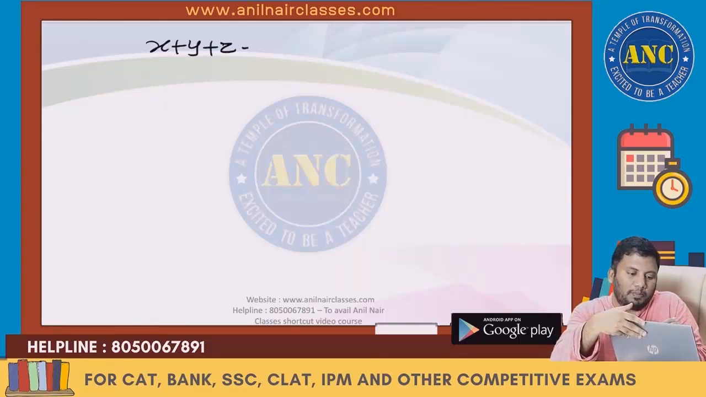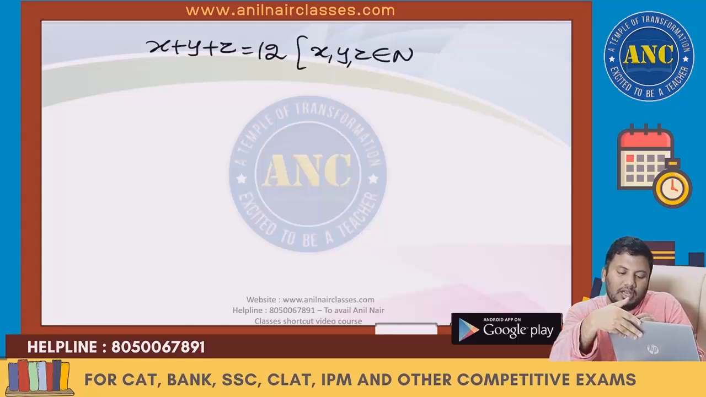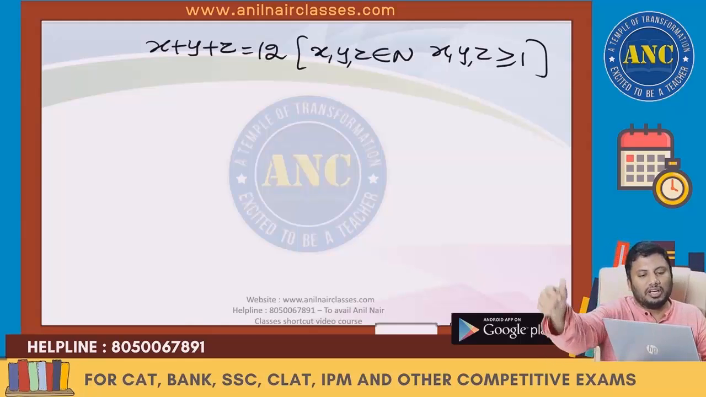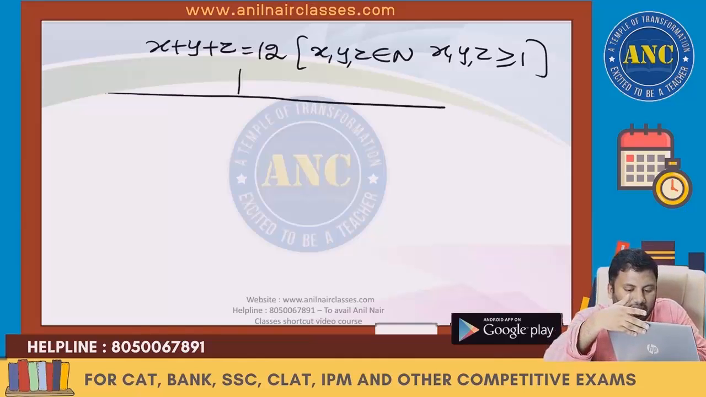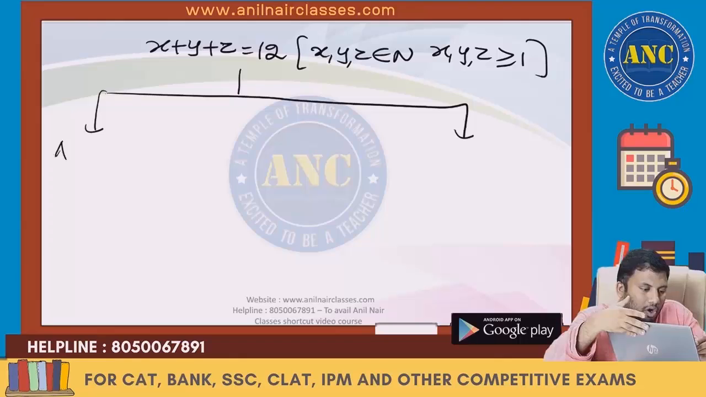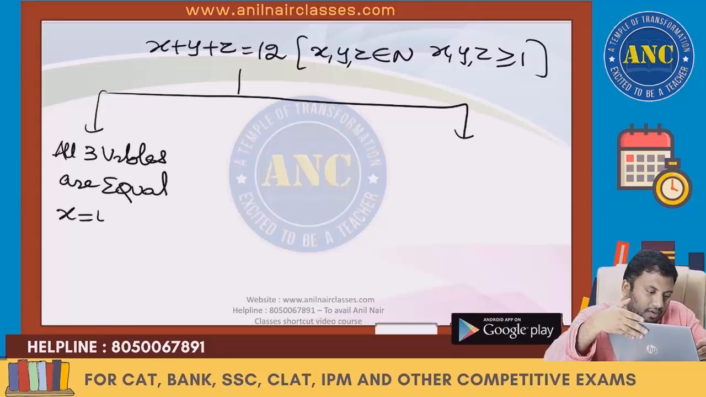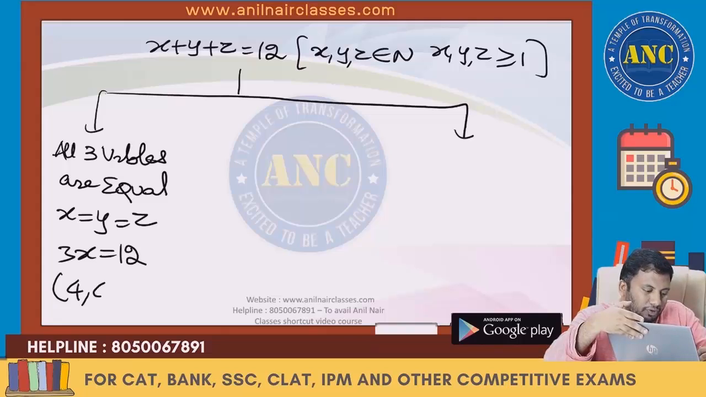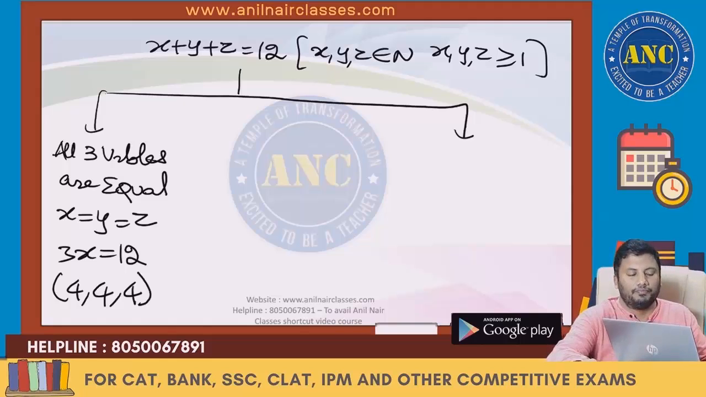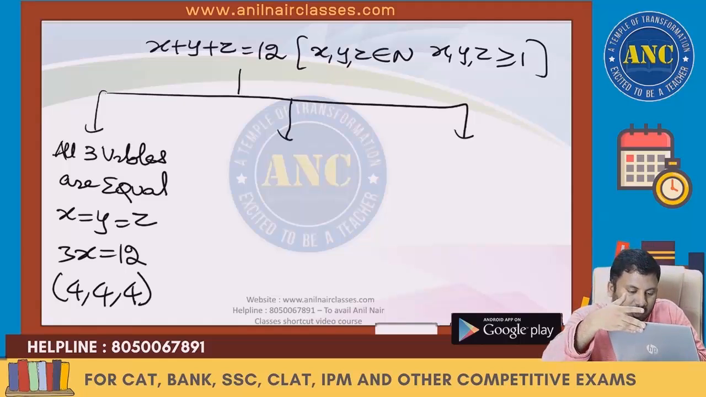x plus y plus z equals 12. x, y, z are natural numbers, greater than or equal to 1. How many values will it satisfy? All three conditions we will solve. First, all 3 variables are equal. So x equals y equals z, 3x equals 12. x is 4, y is 4, z is 4. Next one, 2 variables are equal.